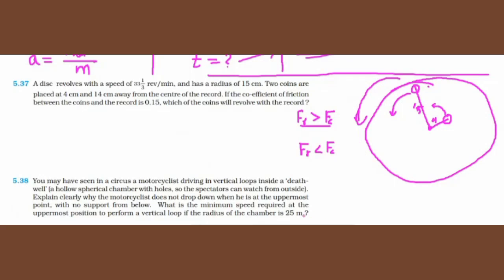Okay. Now come to the numbers. From the data, friction you can calculate. Friction formula Fr is equal to mu mg.